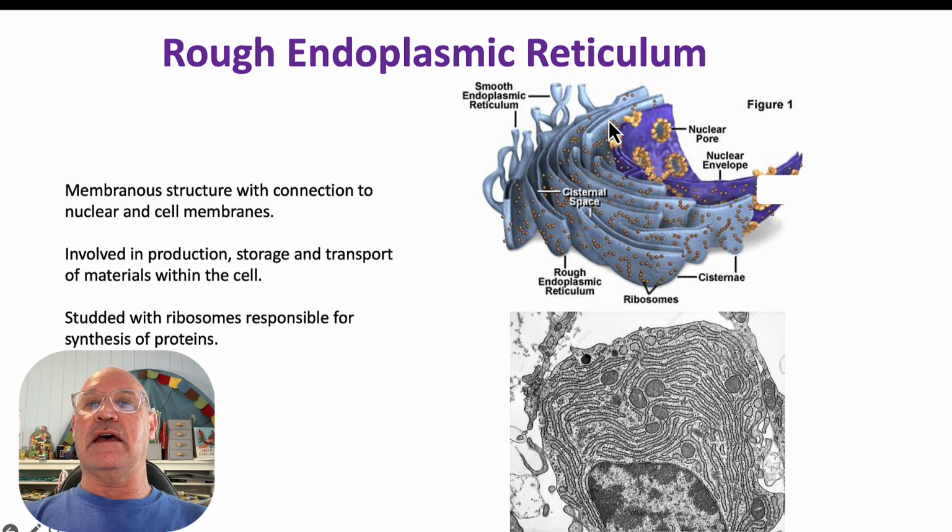So it's a highly folded membrane that's involved in production, storage, and transport of specifically proteins. So we're going to contrast it with a smooth endoplasmic reticulum that doesn't have the ribosomes. So when we think about rough endoplasmic reticulum, we're thinking about it producing the proteins along with the ribosomes. So the ribosomes produce the proteins, and the rough endoplasmic reticulum stores and transports those proteins around the cell.